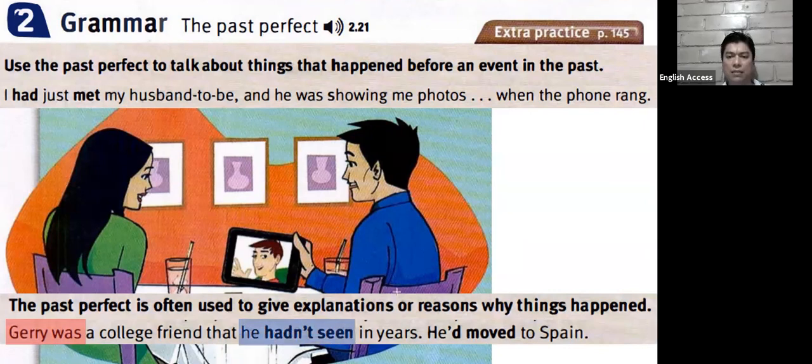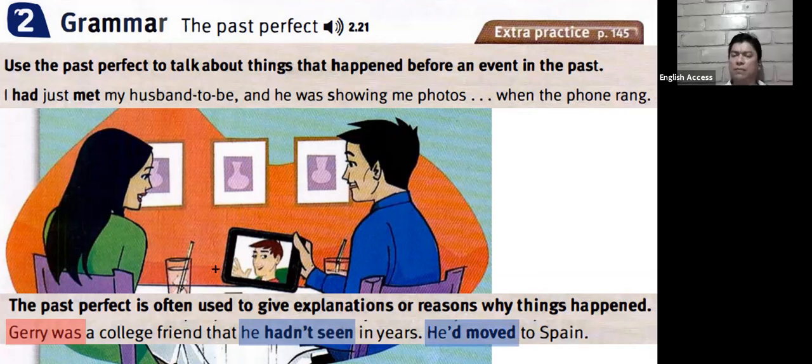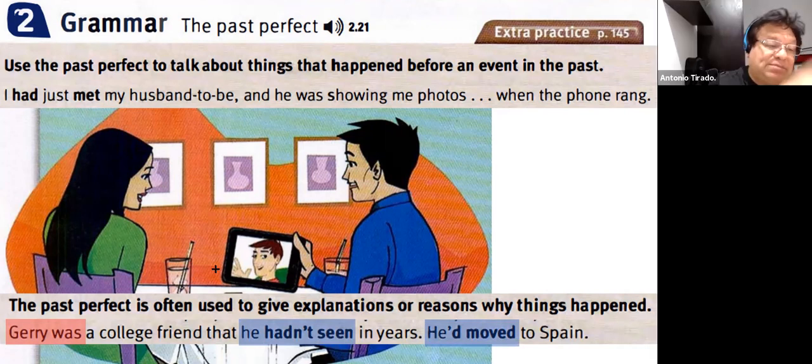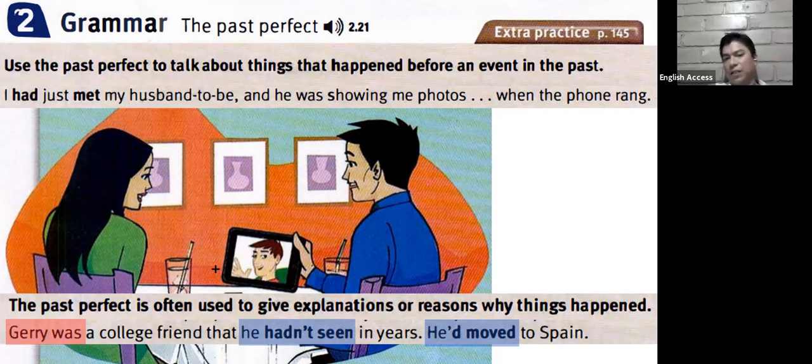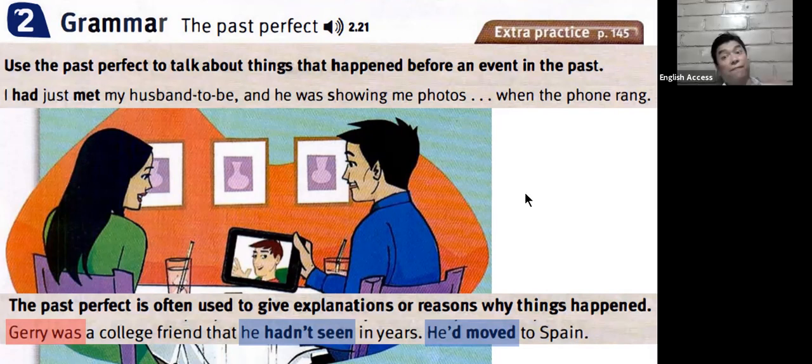He hadn't seen him. He had moved. Now, what is one thing older than the other one? Actually, being a friend is not a one-time event, but she's only referring to the moment of the story. That was happening in that moment. In that moment, yes, Jerry was a college friend and her husband-to-be hadn't seen him in years because that's what happened before that date. And before that, Jerry had moved to Spain.